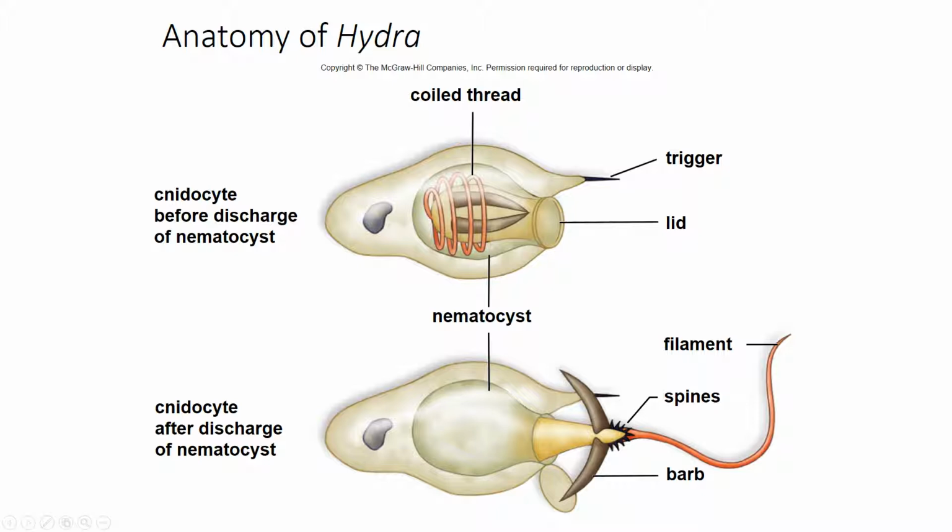So when it gets touched or tapped or moves up against something, then the barbs and spines and filaments will come out and they will sting their prey. Shoots out real fast.